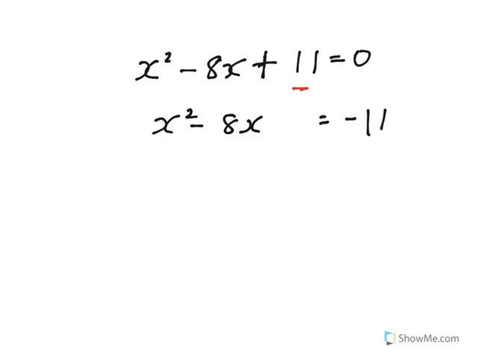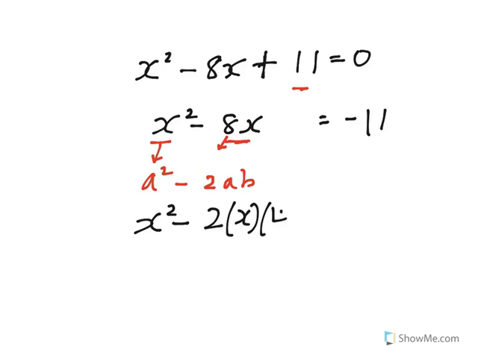And over here, the identity that we're actually going to use is a squared minus 2ab plus b squared. So I treat x squared as my a squared, and minus 8x I'm going to see as 2ab. So this is the same as 2 times 4 times x. I'm going to write it as x squared minus 2 times x times 4. So you can see that a is x, b is 4.